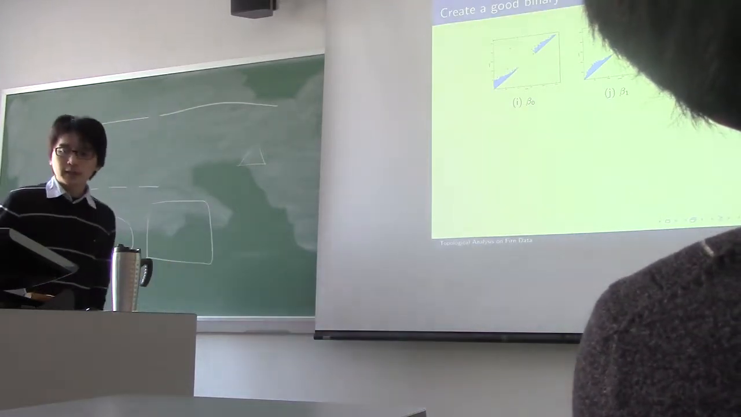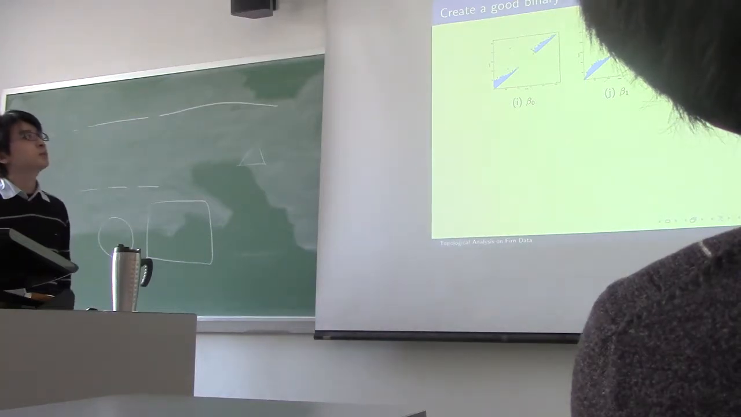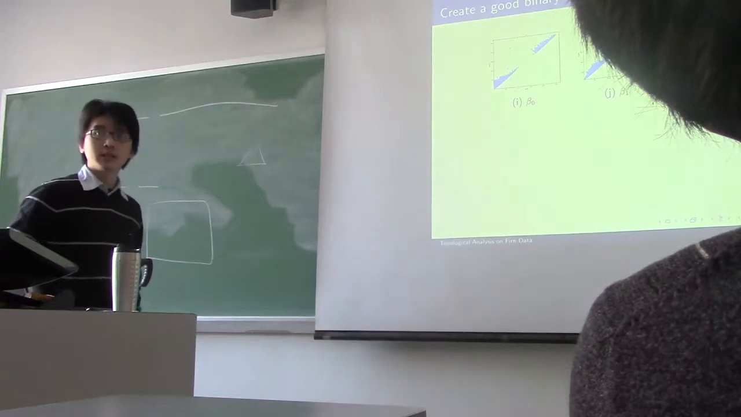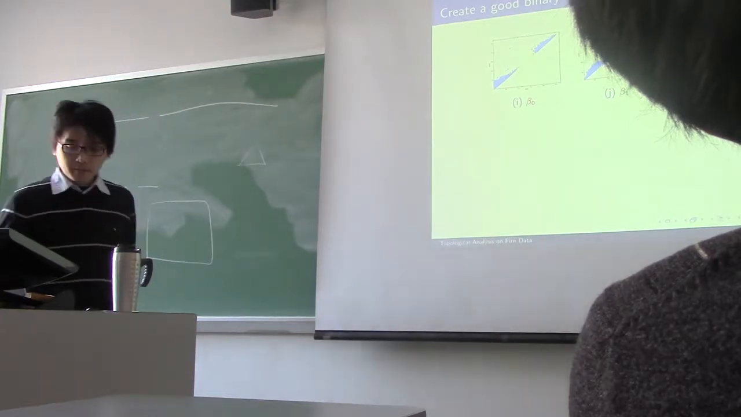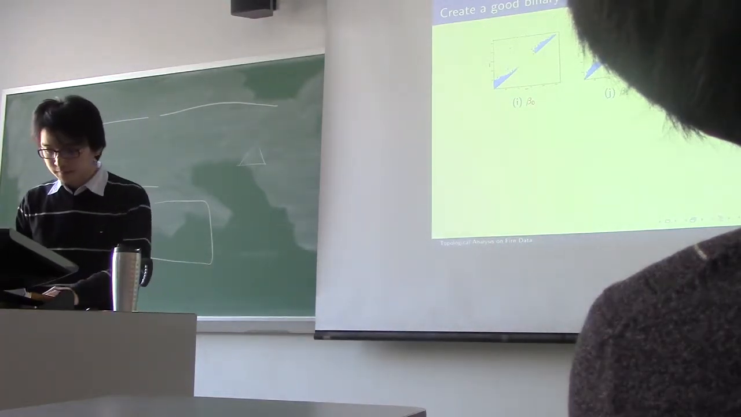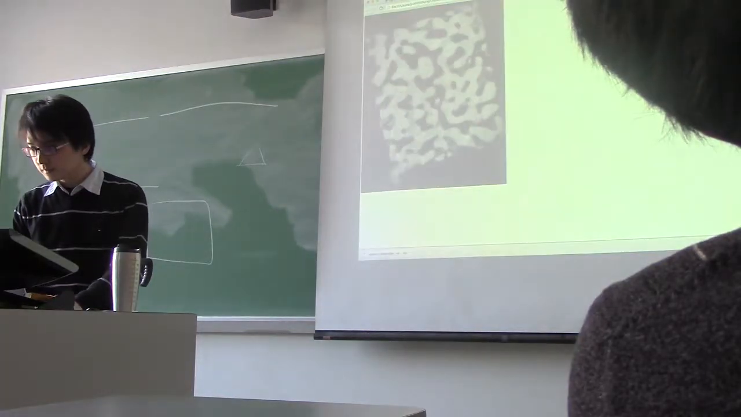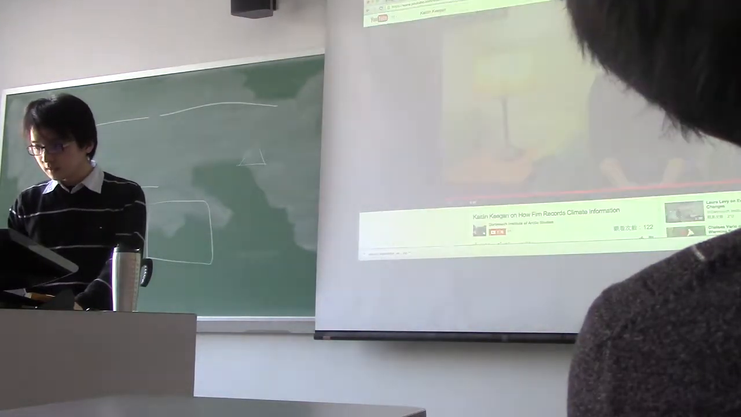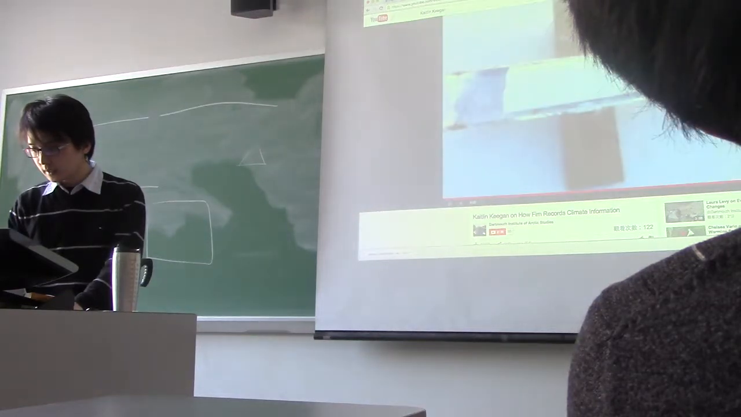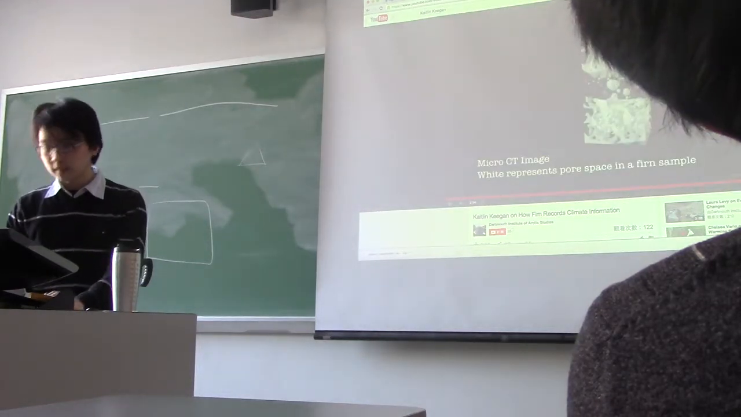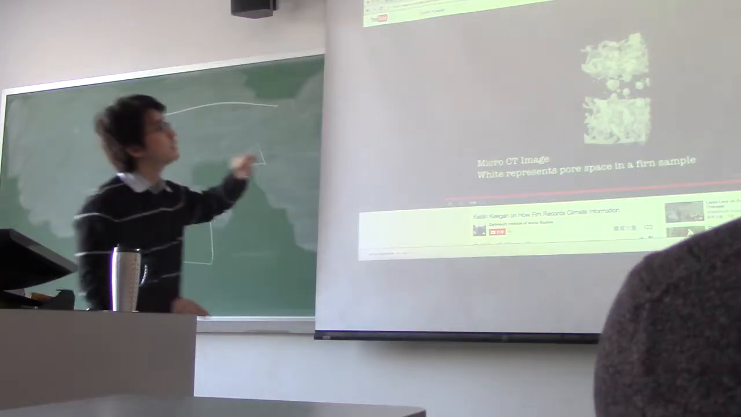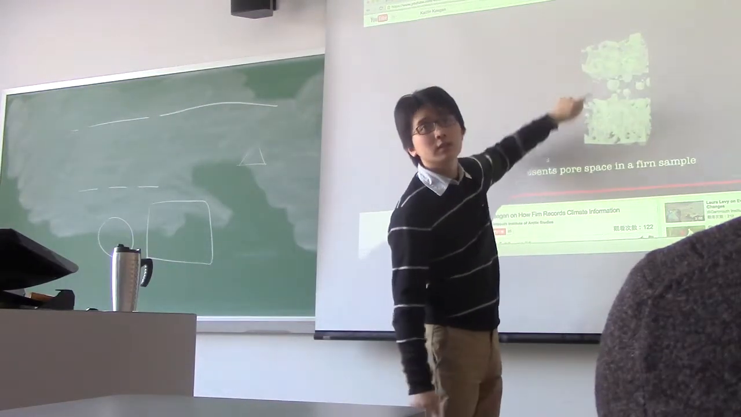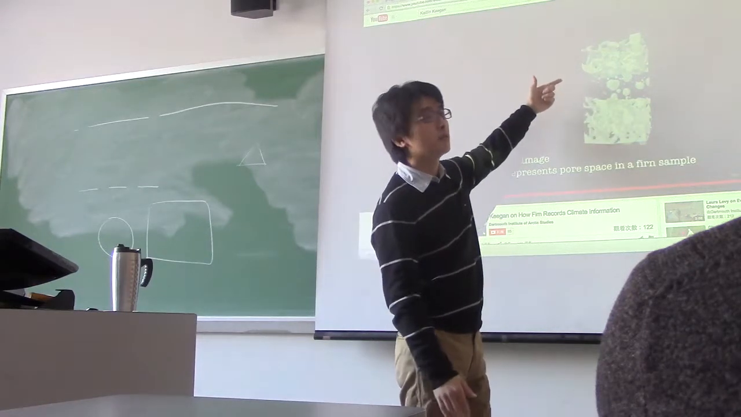Okay. Another approach we have is we can try to create a very good binary image. If you remember, this is called a microCT data. So now this is really a binary image. Okay. So how do they get the binary image?